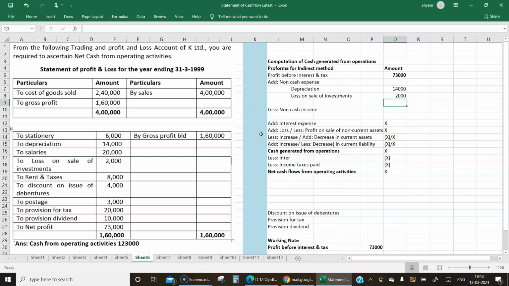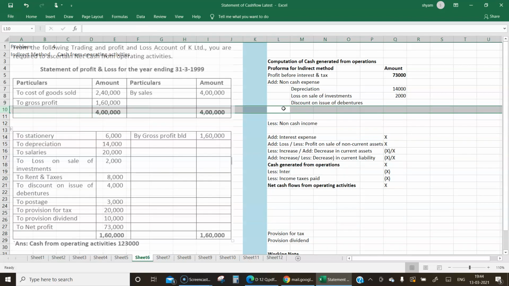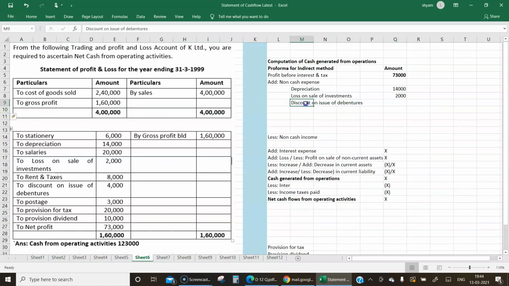Discount on issue of debenture is a non-cash expense. Why is it a non-cash expense? Because the discount on issue of debenture would have been long gone; we should not show it now. So 4,000 has to be added back.